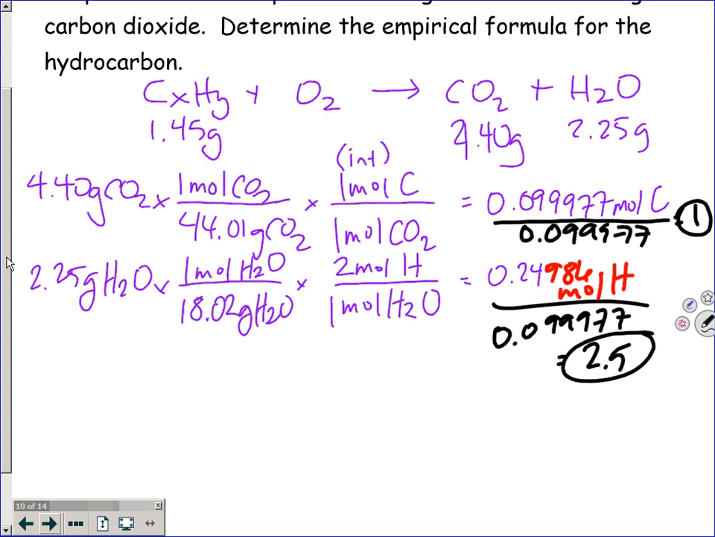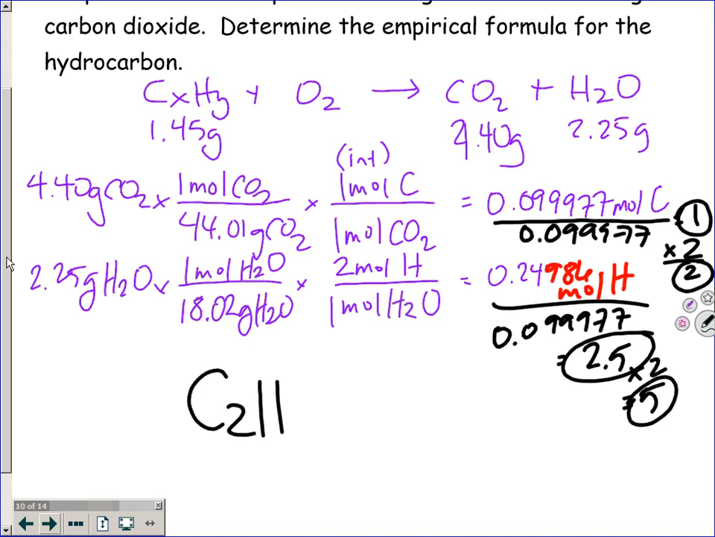2.5. What do I got to do? Both of them, right? That's going to be 2 for the carbon, and this is going to be 5 for the hydrogen. What's the empirical formula? C2H5. And that's a hydrocarbon. We'll learn the organic chemistry nomenclature later.